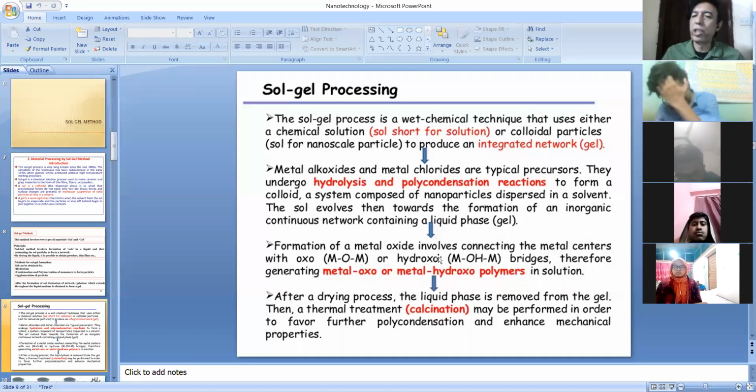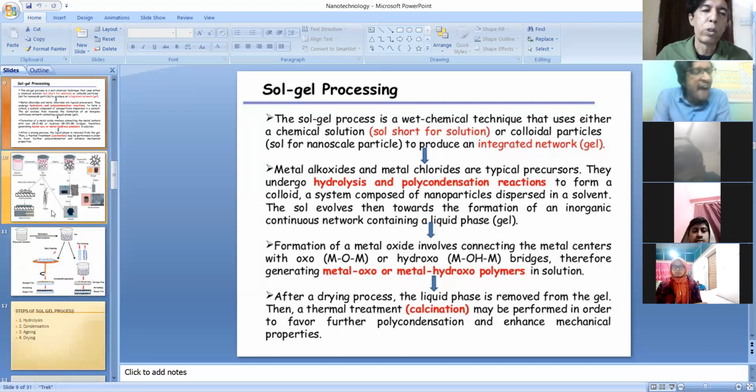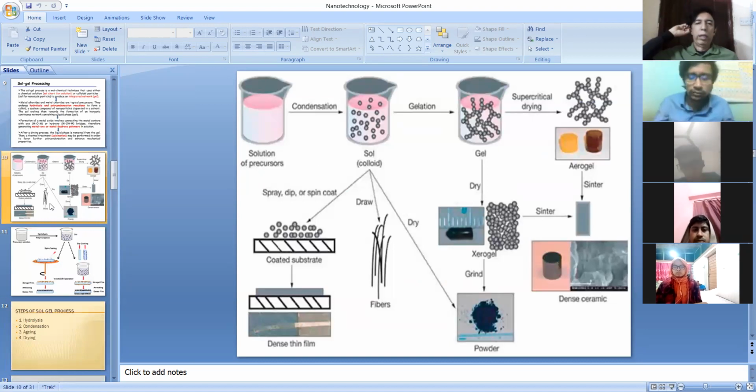After drying the gel, the liquid is evaporated from the solution, and if you heat the gel, then you will find the nanomaterial. Now, if I show you the figure, then it will be easier for you.